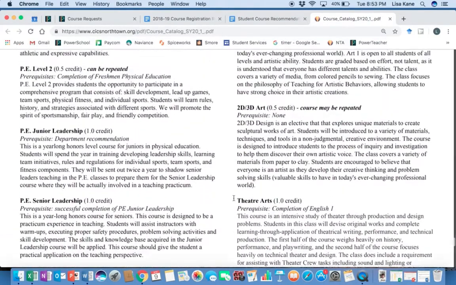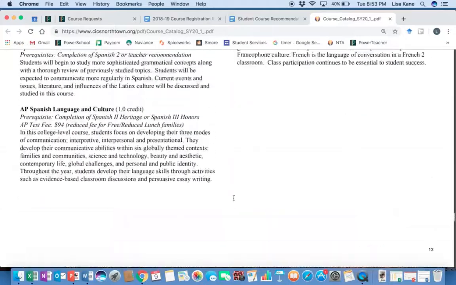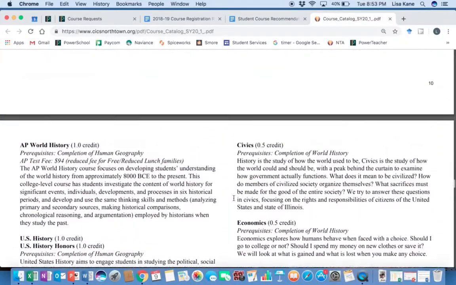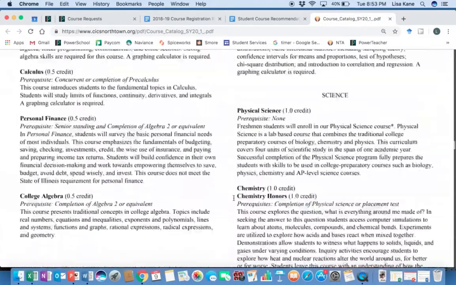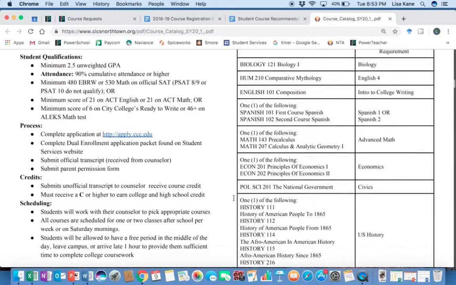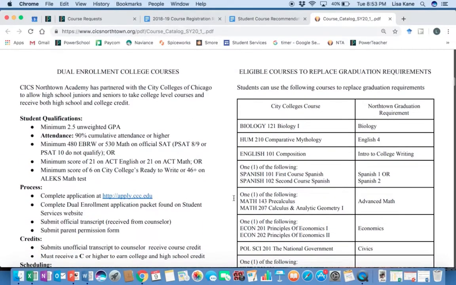The final area I'd like to talk you through are a couple of elective options. So there are classes that you can take as requirements for graduation, but anything that's not required for graduation you can take for elective credit. One option is dual enrollment. As I mentioned during our advisory assembly, you have the chance to take classes at City College for both high school credit and college credit.